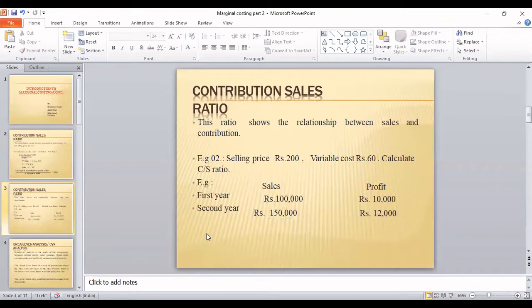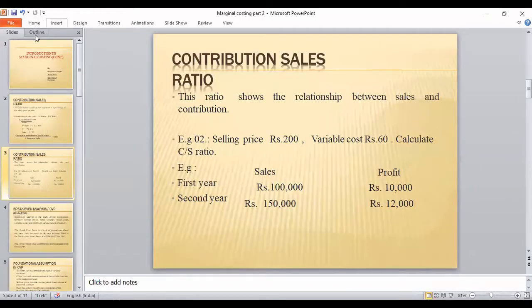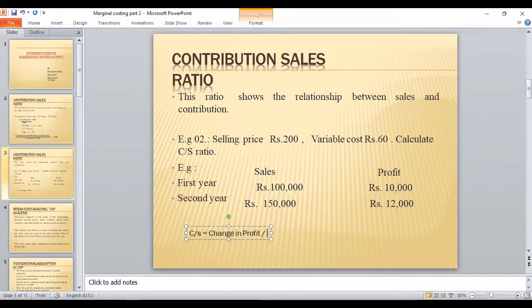Let us solve this, and everyone has to do it now. So contribution sales ratio, I have to insert a text box. So here I can write contribution sales ratio. What is the formula? Change in profit upon change in sales, multiplied by 100.